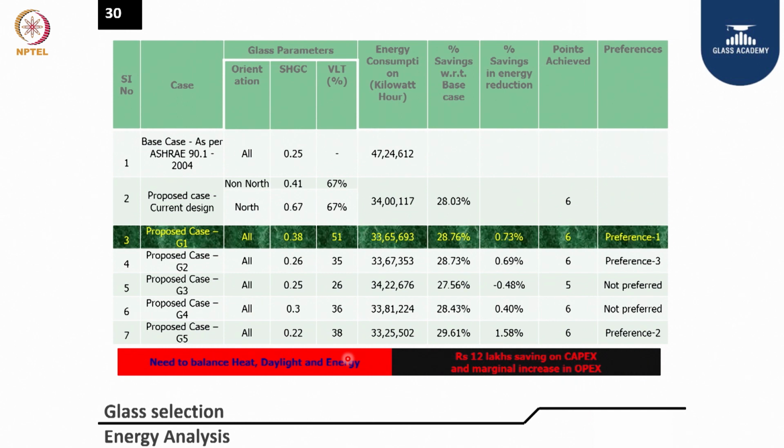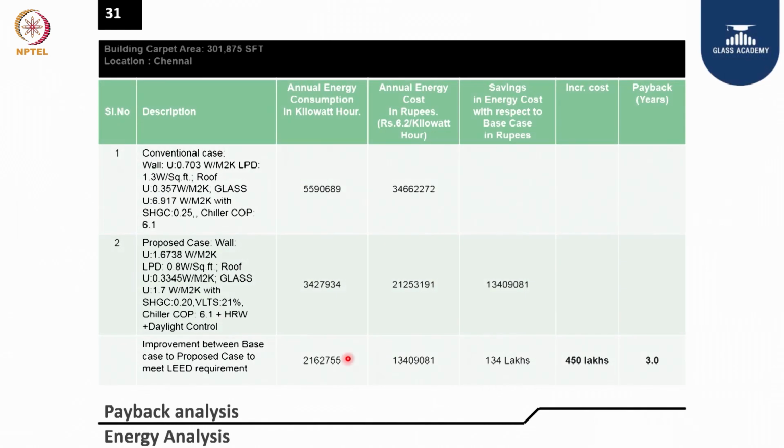So you need to have more and more analysis, varieties of glasses, and here you can also add wall and roof, and see the overall performance. This is purely on the glass selection. This is another building, a government building. We did this with around 450 lakhs investment, and payback is 3 years. Just optimizing the conventional building into the proposed one and keep changing the parameters.